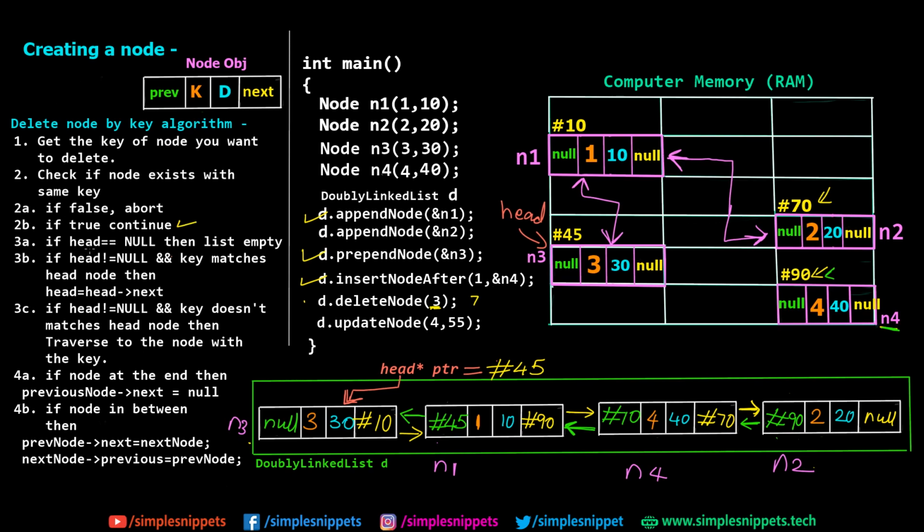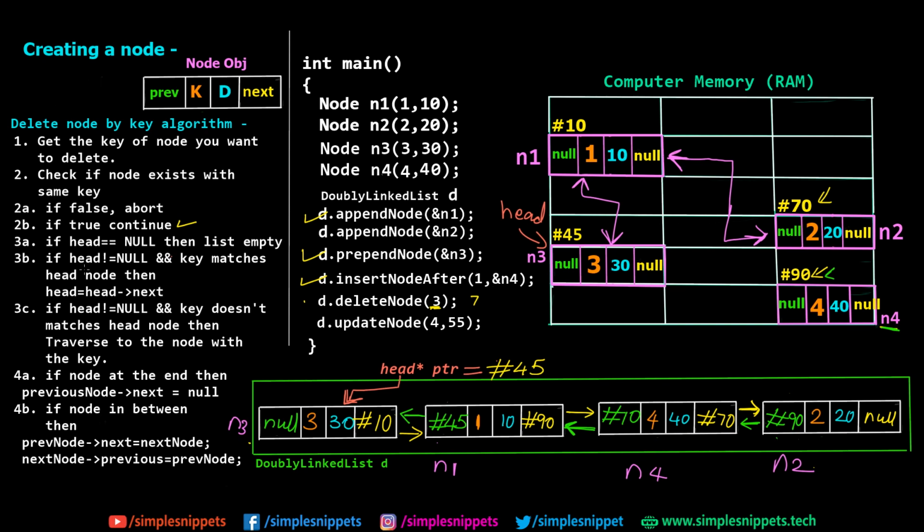Now you have to check if head equal to null, then the list is empty. You cannot delete anything if the list is empty, right? And when is the list empty? When the head would be pointing to null. Remember initially when you created the doubly linked list D object, the head was pointing to null because there was nothing in the doubly linked list. There was no linking happening and that time the head pointer was having null. So that's the condition for empty list.